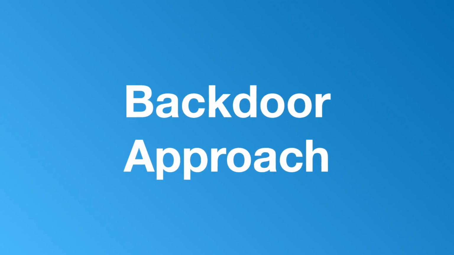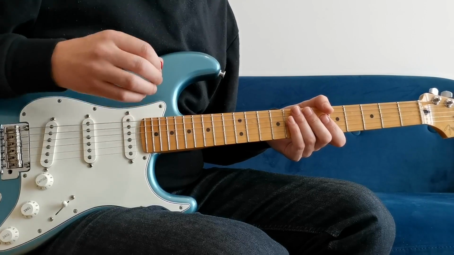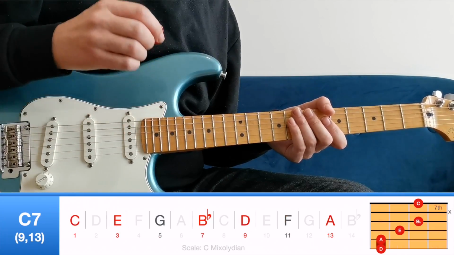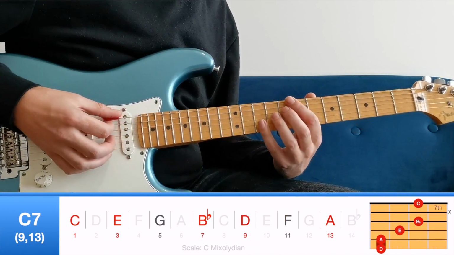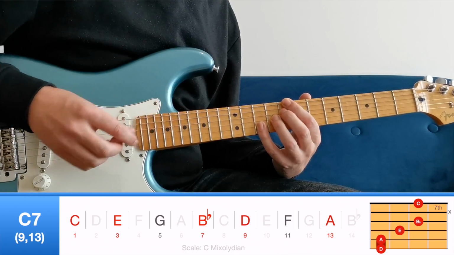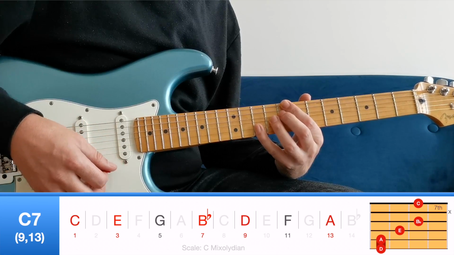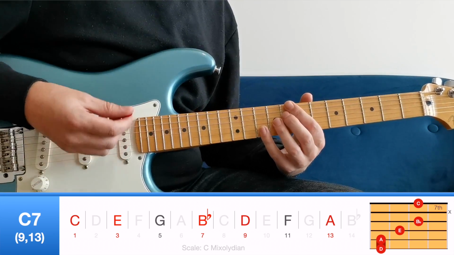Then to end, let's use what's known as a backdoor approach, coming from behind to arrive back at the root. And the voicing we're going to use is the same as that 13 chord we've seen already, this C13, but the difference is we're going to let our little finger bar onto the high E as well, which adds this 9th to the chord for extra colour.